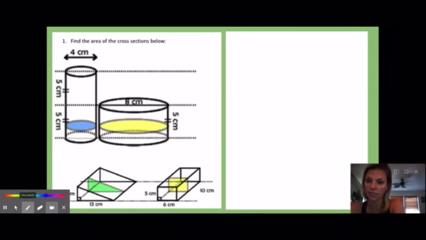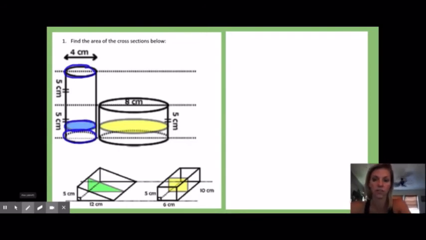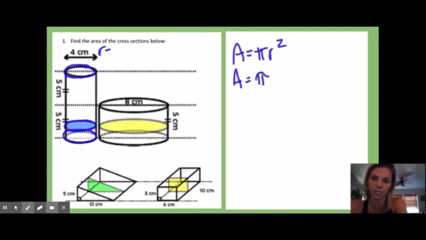Well, again, this first one, it's a cylinder. So the area of the cross section is congruent to the area of the top and bottom. Area of a circle is pi r squared. So for that first one, if I want the area of the cross section, it's just pi times the radius. Well, the diameter here is 4 centimeters, so the radius is 2. So 2 squared is 4, and we're just going to leave that as 4 pi. In the one next to it, same idea.